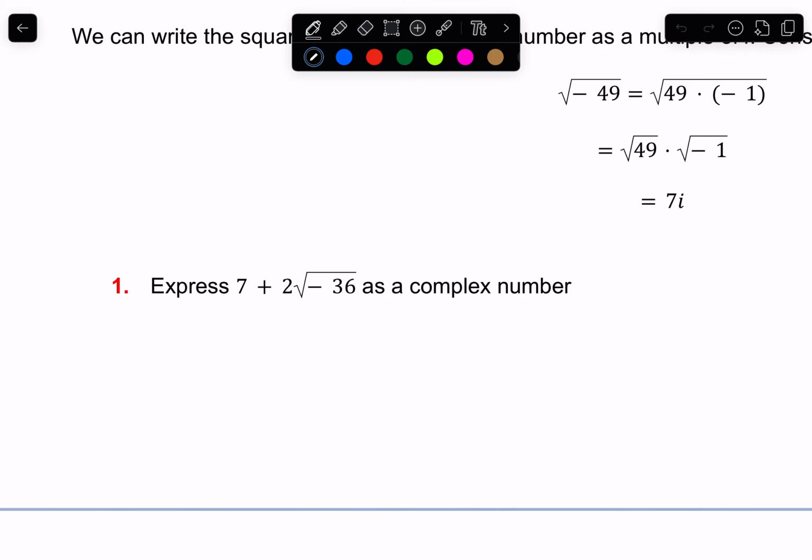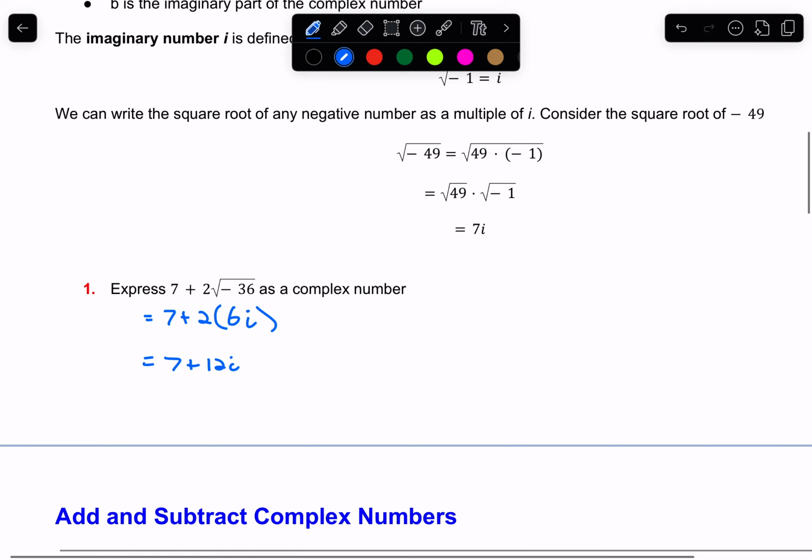If we want to express 7 plus 2 square root -36 as a complex number, we're going to write 7 plus 2 and then square root -36. The negative sign becomes an i, and square root 36 is 6. So all we do is square root the 36 as normal to get 6, but the square root of this -1 is this i right here. So then we simplify this to just be 7 plus 12i, where all you do is treat i like a variable. 2 times 6 is 12, and we leave that i attached in the back.